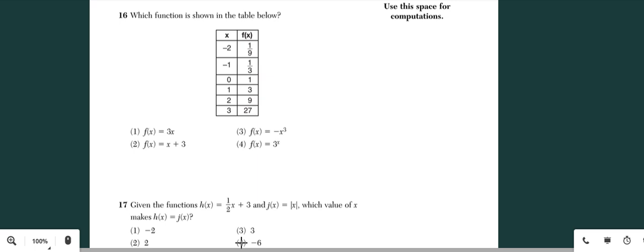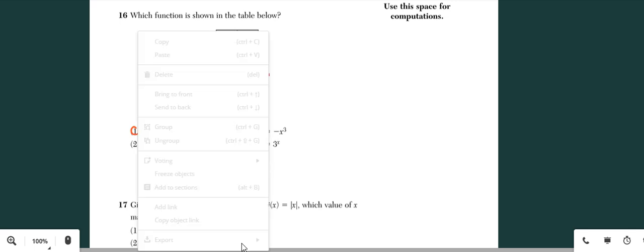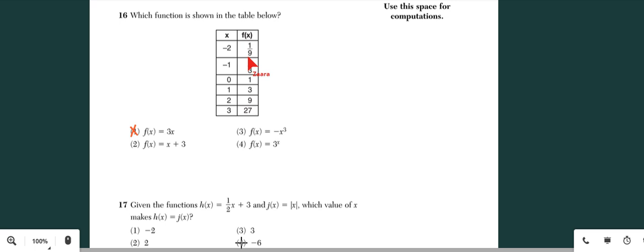Which function is shown in the table below? So you are given the values, and you have to guess what function it is. If you see, they are not the product of 3, obviously, because negative 2 times 3 is negative 6, and we are getting 1 over 9. So this would not be our solution. It is not even linear, so this is also not the solution.